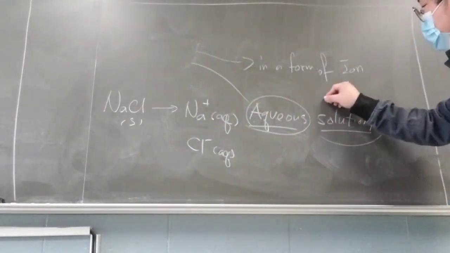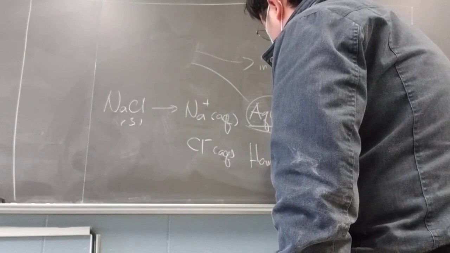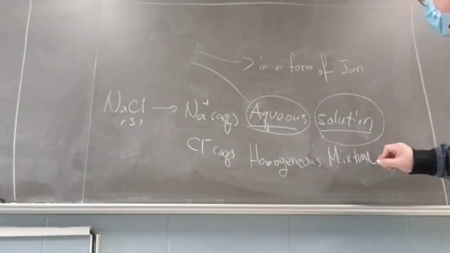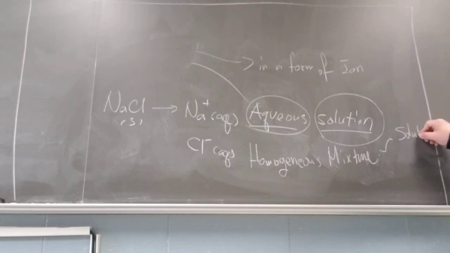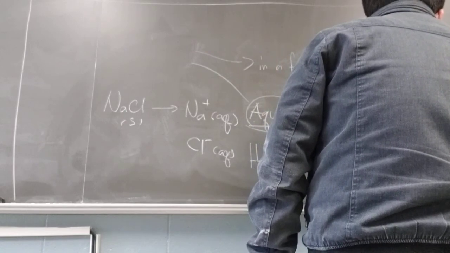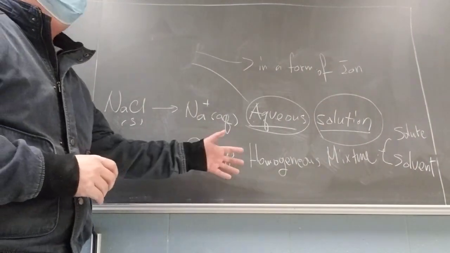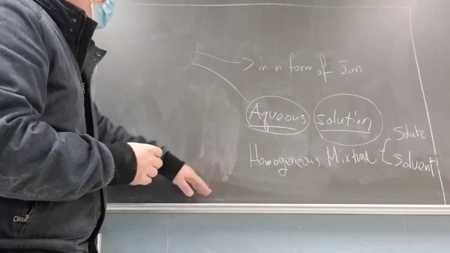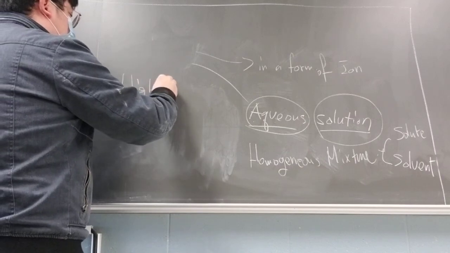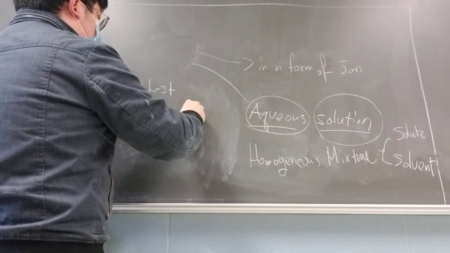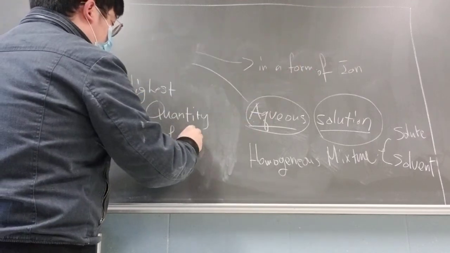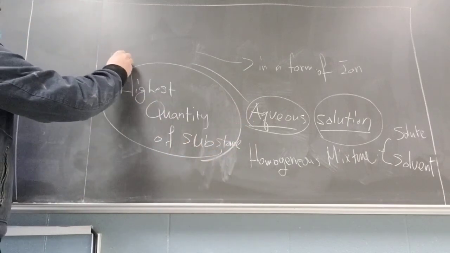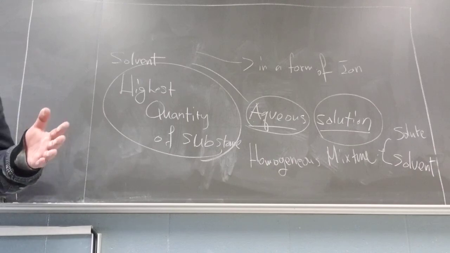So the solution is simply homogeneous. You know what homogeneous means now, right? Homogeneous mixtures. And that shows the solute and the solvent. So whenever you think about the homogeneous mixture here, try to get all the mixed substances and pick the one with the highest quantity among all the other substances. That is your solvent, and all the others become your solutes.